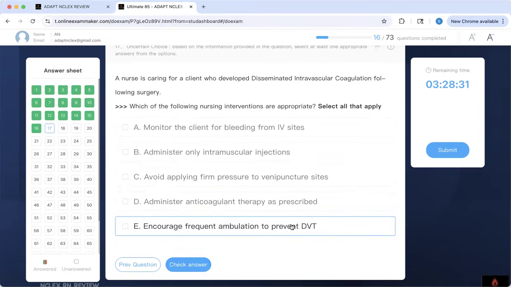This is caring for a client with what developed. This is the same question we saw. Disseminated intravascular coagulation following surgery. Which of the following interventions is appropriate? Patient has DIC. What would you do? Select all that apply. Monitor the client for bleeding from IV site. Administer only IM medication. Avoid applying firm pressure to venipuncture site. Administer anticoagulant therapy as prescribed. Encourage frequent ambulation to prevent DVT. Which of these is appropriate?